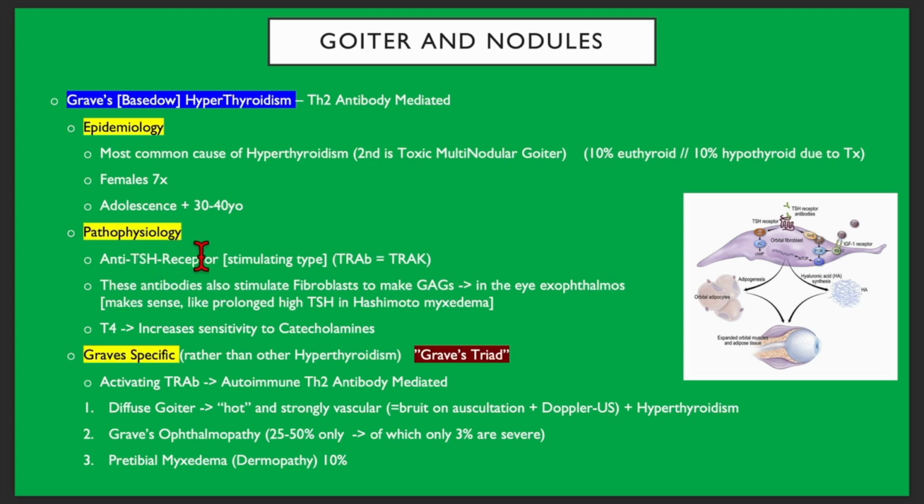The pathophysiology, we said there is a stimulating type of antibody on the anti-TSH receptor. These antibodies stimulate the fibroblasts. We said about the myxedemas, and also the T4 is going to increase sensitivity to catecholamines. Now there is something called the Graves triad, but it's not so common. If you see the triad here, 1, 2, 3, pretibial myxedema or dermopathy, it's only found in 10% of the people. Graves ophthalmopathy is found in 25 to 50%, but only 3% are severe and need treatment. So we try to change the Graves triad into a different triad.